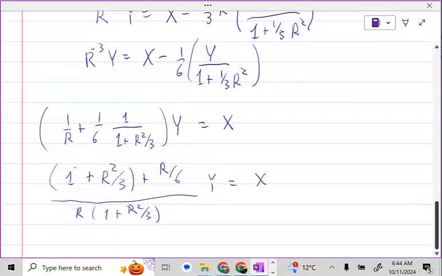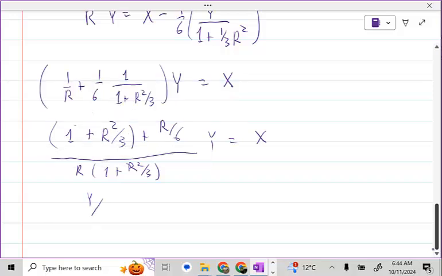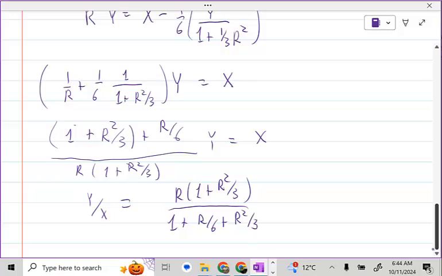Okay, so finally we take it the other way around, and we get Y over X, and we invert this here, and we get R times 1 plus R squared over 3 divided by 1 plus R over 6 plus R squared over 3. Okay?